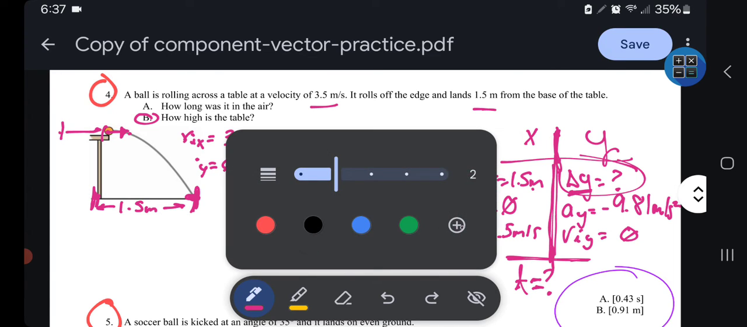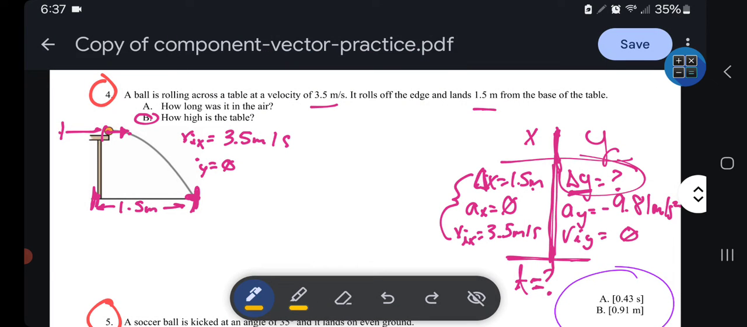Let's see what we can figure out. Now technically we have 3 here, but because the acceleration is 0, it's not going to get as much. Because we don't have time. But we know this gives us an indication of how much time it was actually in the air. That's the only indication we have. So we know we're going to end up using that.